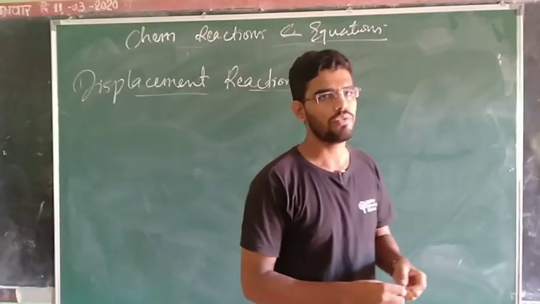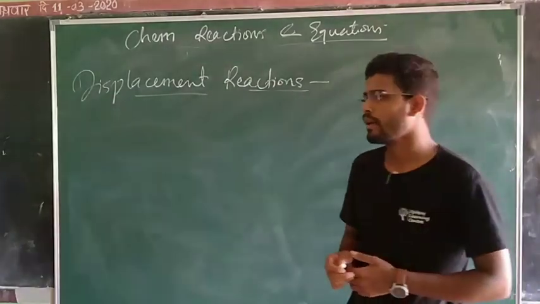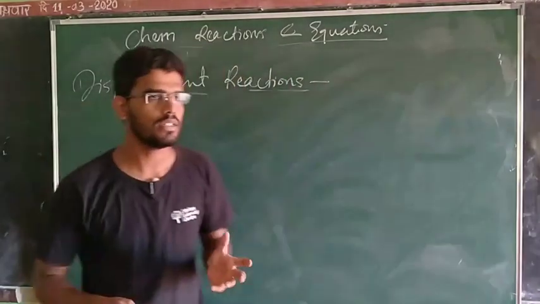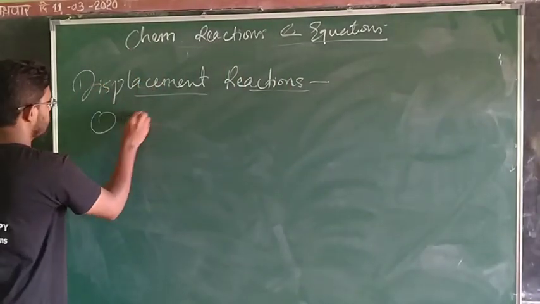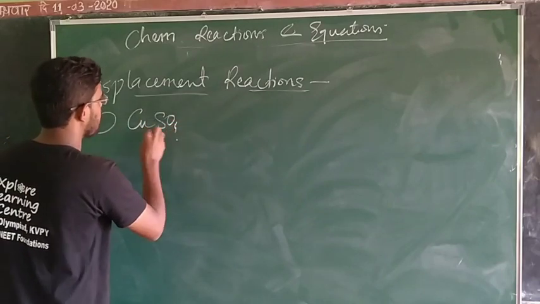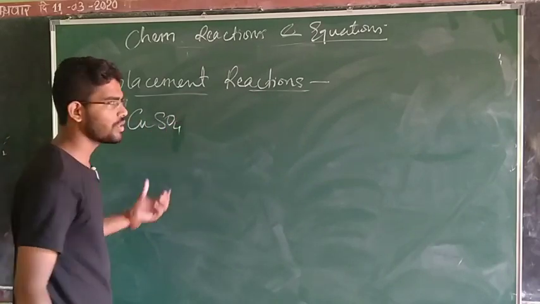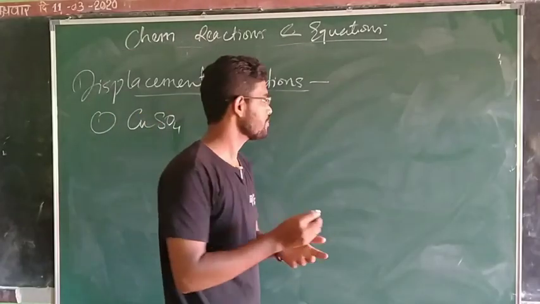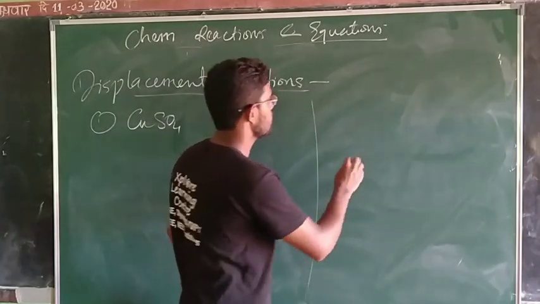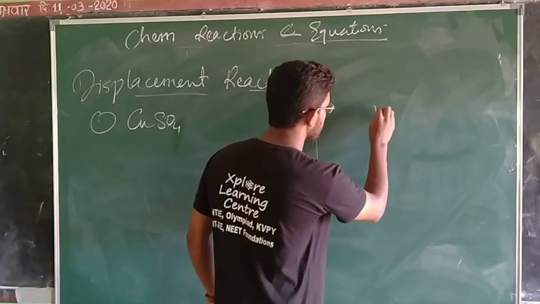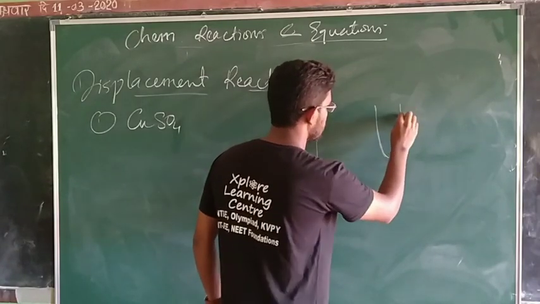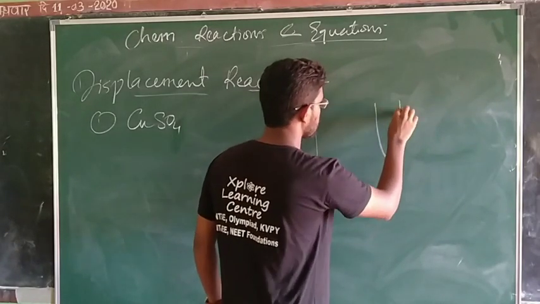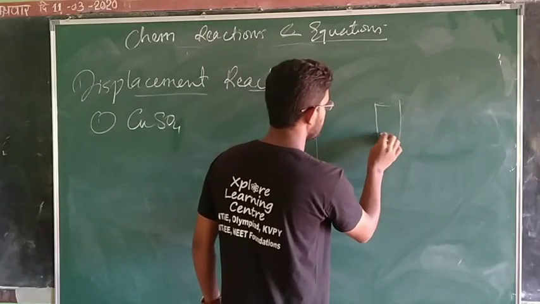To understand this in the experimental part, in the actual chemical aspect of this, we can take help of an activity. We have been given one experiment. For this activity, we have been given a compound, copper sulfate. It's a blue color solid. We need to take this copper sulfate in a test tube.